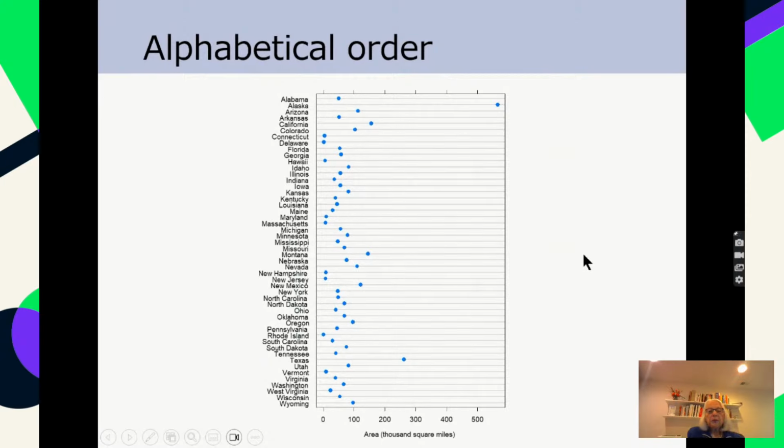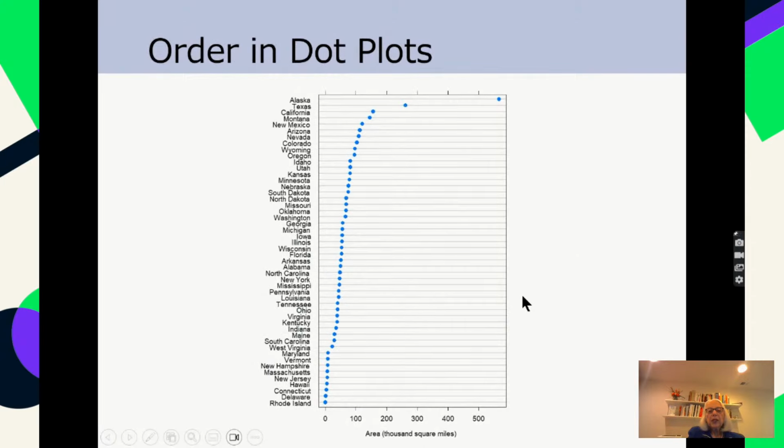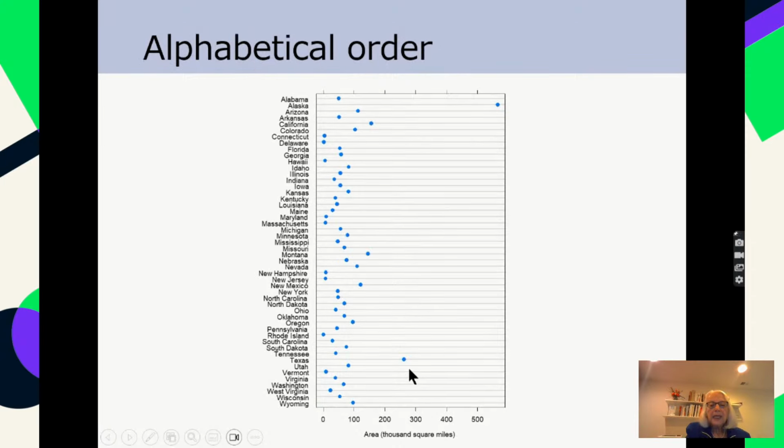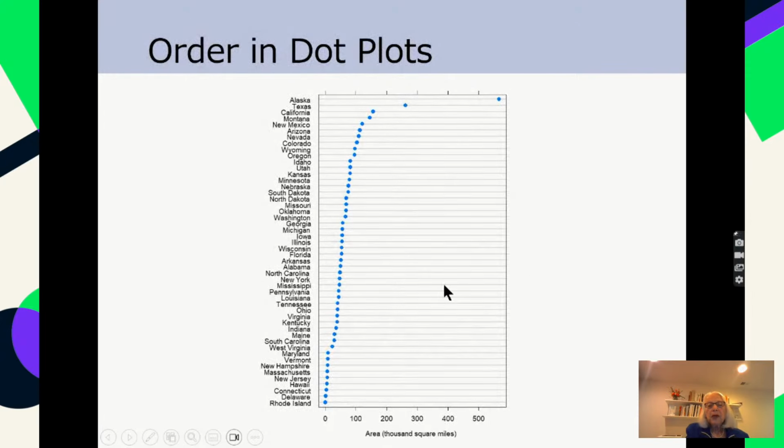Here we see a dot plot. I really like dot plots, but what they show here are the size of the 50 US states in alphabetical order. Alphabetical is rarely best. If I reorder them by size, it's much more informative. Suppose we wanted the median size of a state. It would be very difficult here to find it, whereas here you just go up and down 25 and you see the median size.